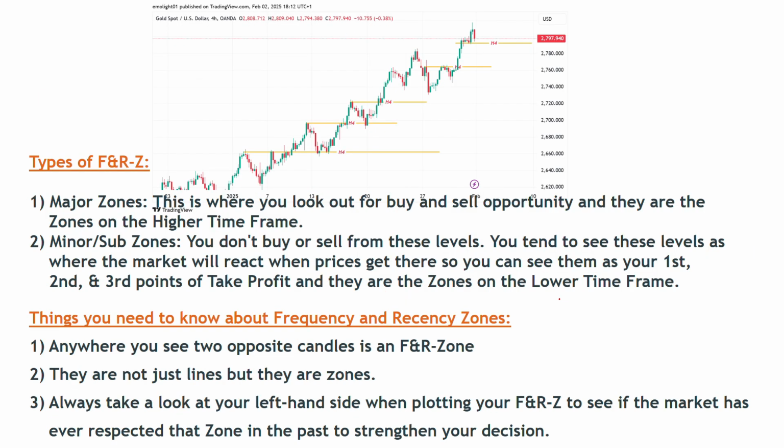Types of F and R zone. We have the major F and R zone, and we have the minor, sub, or micro F and R zone. The major F and R zone is where you look out for buy and sell opportunities, and they are the zones on the higher time frame. Whenever price gets to those zones, you'll be looking for a buy opportunity or a sell opportunity.